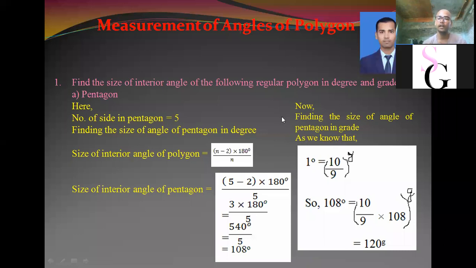As we know, here we use the formula: 1 degree is equal to 10 by 9 grade. So 108 degree is equal to 10 by 9 into 108 grade. After cancelling, 9 twelves are 108, and then 10 into 12 is equal to 120 grade.